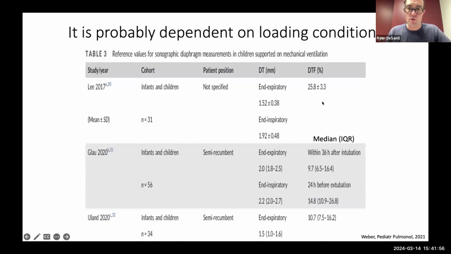One of the issues, though, which we run into, especially in the intensive care unit, is that these values are probably dependent on the loading conditions, meaning the type and amount of respiratory support that the patient's on. So, for example, this article, data from Dr. Glau in 2020 from CHOP showed that within 36 hours of intubation, patients only had a thickening fraction of 9.7%, whereas within 24 hours before extubation, it was about 15%. And so this demonstrates changes in the thickening fraction based on the mechanical support and probably the sedation that the patient's receiving.